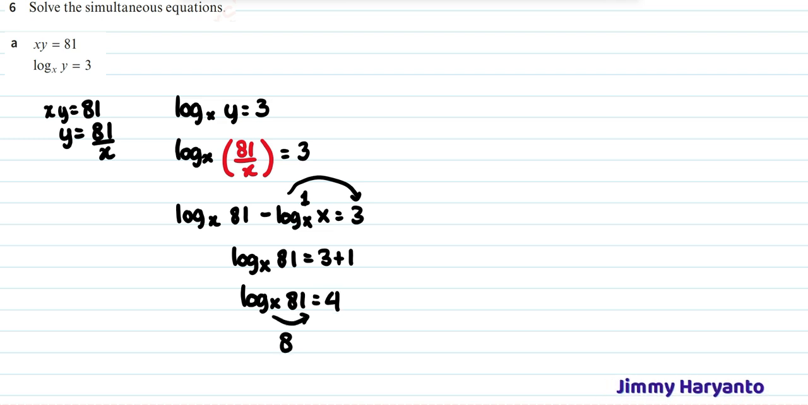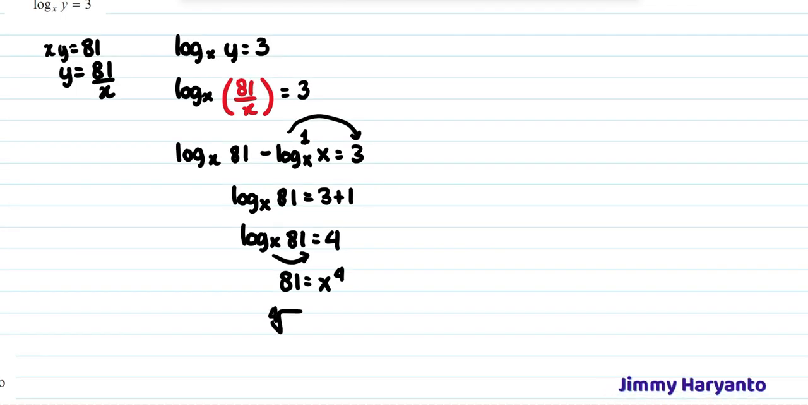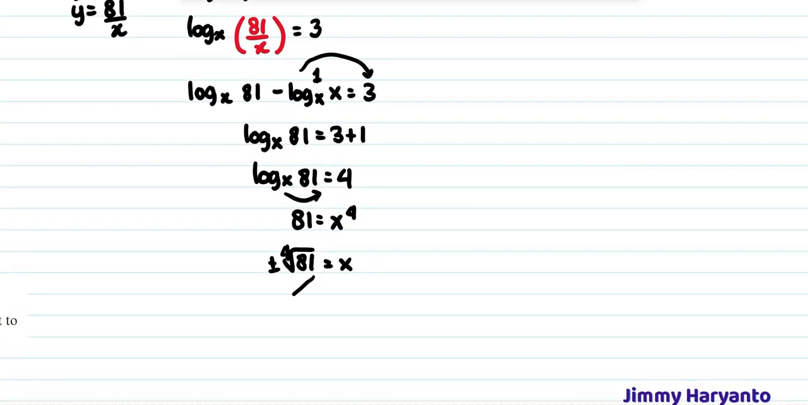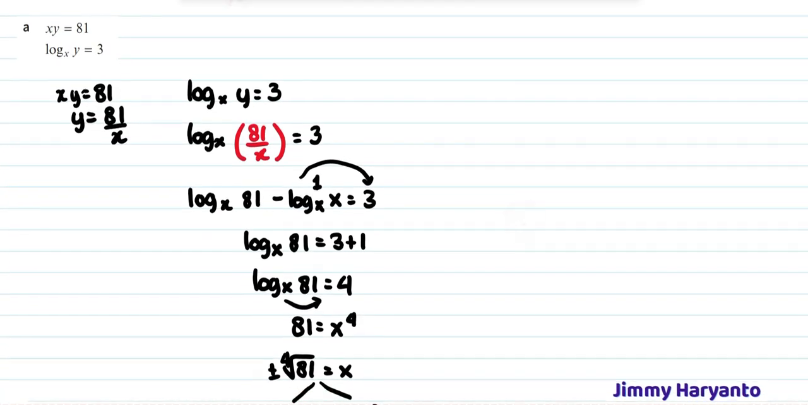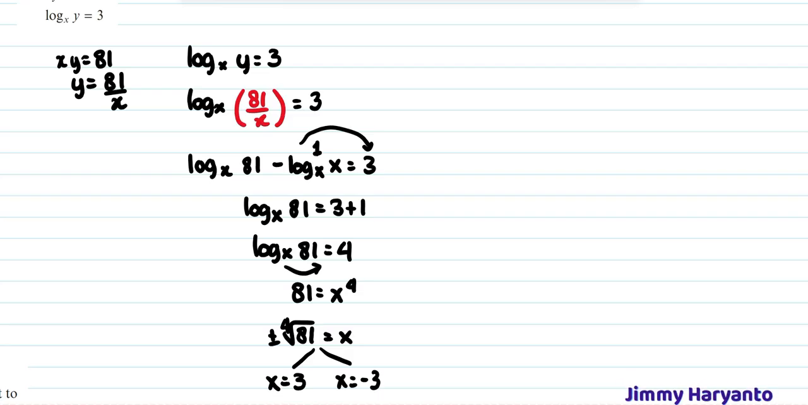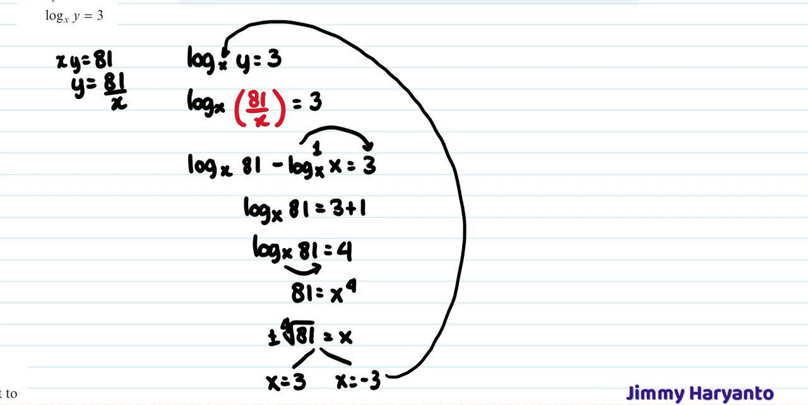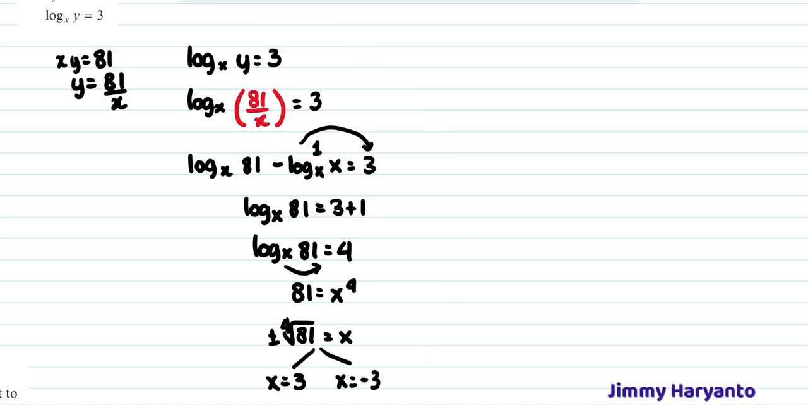Move the log x, 81 equals x to the power of 4. Move the 4, it will become the fourth root of 81. Don't forget the plus minus, so x equals 3 and x equals negative 3. For the negative 3, I think we have to reject it because when you input it into this one, the logarithm will have negative 3 as the base. The base cannot be negative, so you have to reject this one.